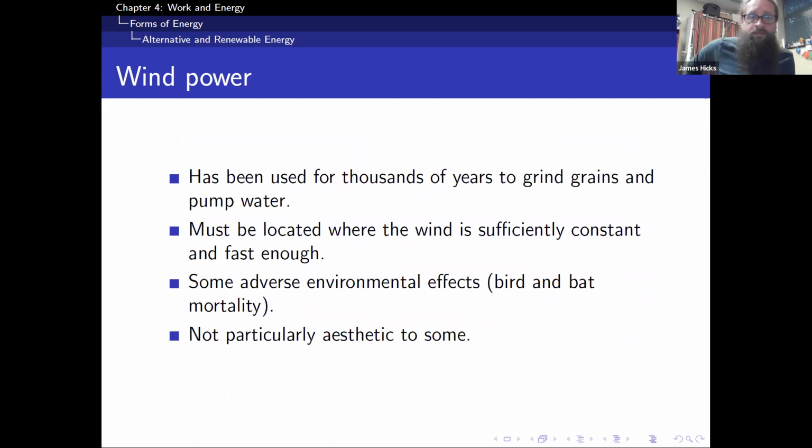Wind power. We've been using wind power for a long time, not necessarily for electricity, but to grind grains or to pump water. So in a sense, it's old technology. Using it to make electricity is relatively new. You have to have conditions where you have not just really, really fast wind, but it's more important that you have consistent, constant wind. So you want to be generating roughly the same amount of energy all day and all night.